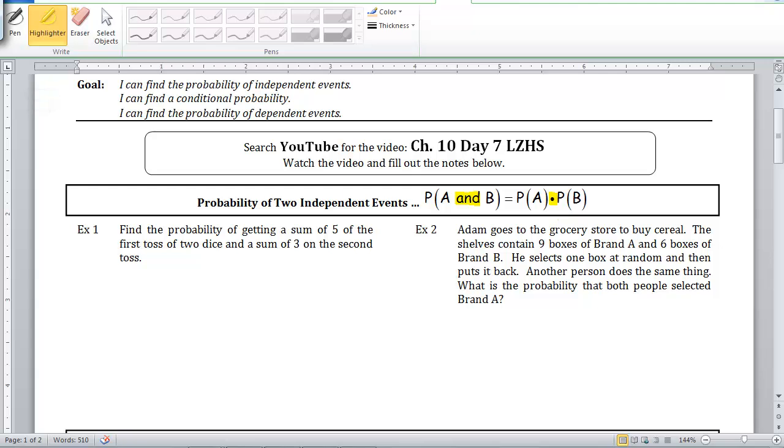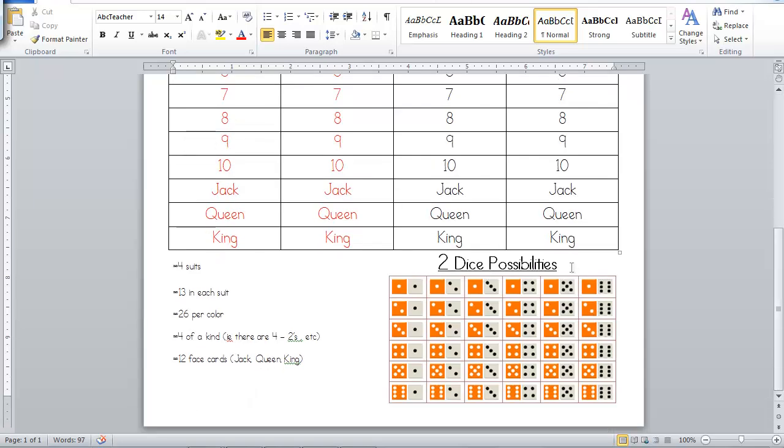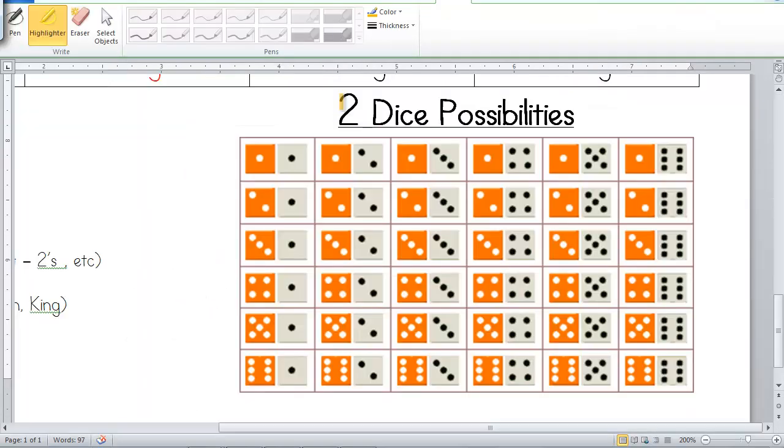So let's look at example 1. In example 1, we want to find the probability of getting a sum of 5 on the first toss of 2 dice and a sum of 3 on the second toss. So for getting a sum of 5, let's look at our deck of cards sheet. Again, at the bottom here are the 2 dice possibilities. So starting with getting a sum of 5.